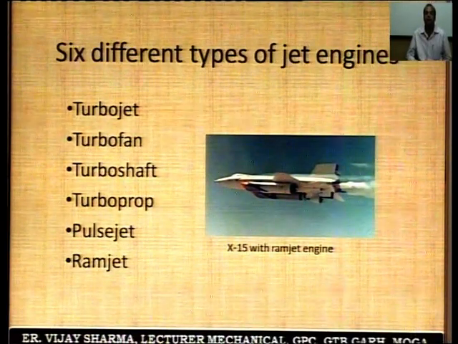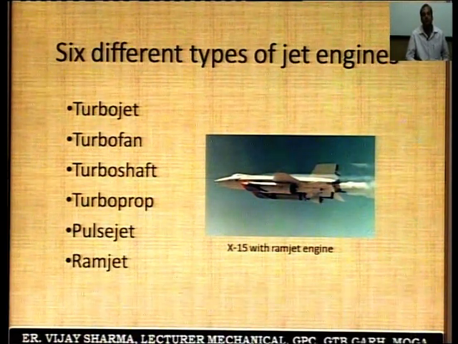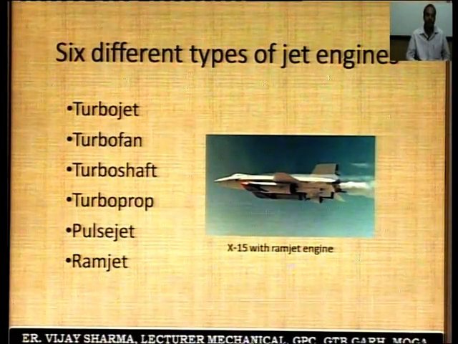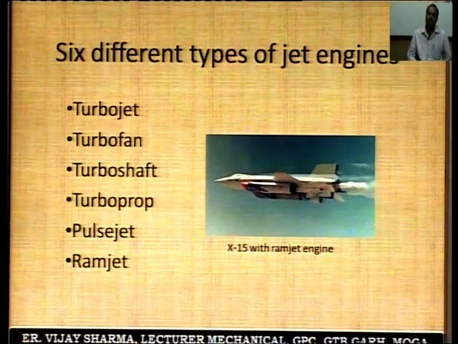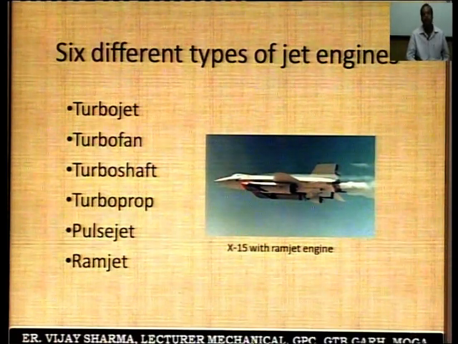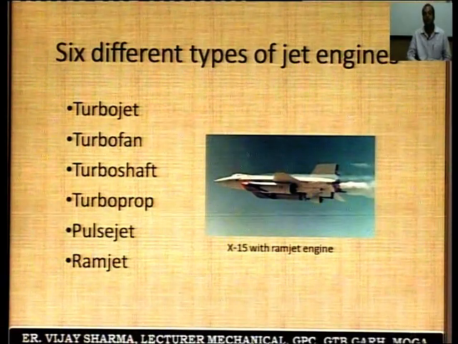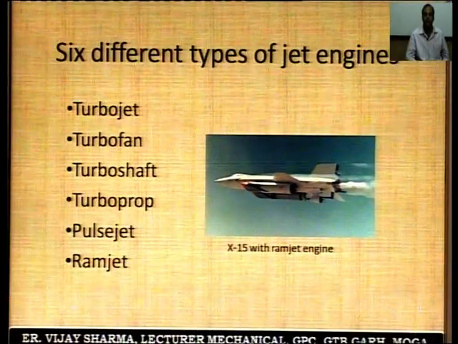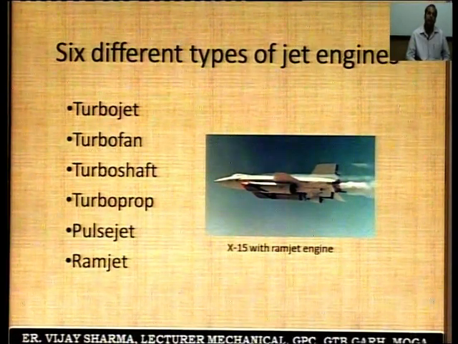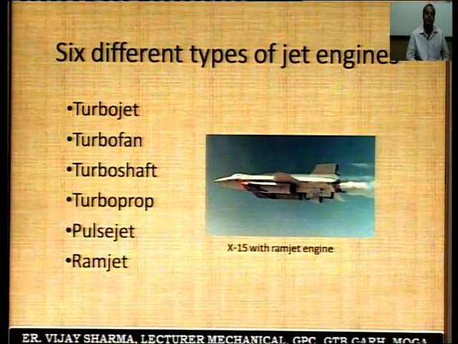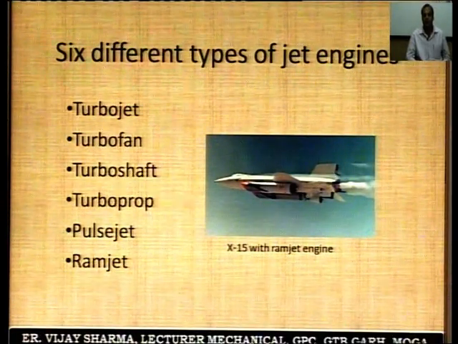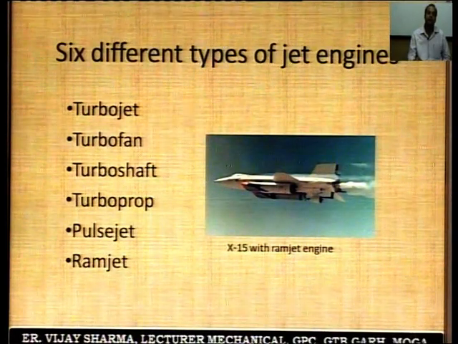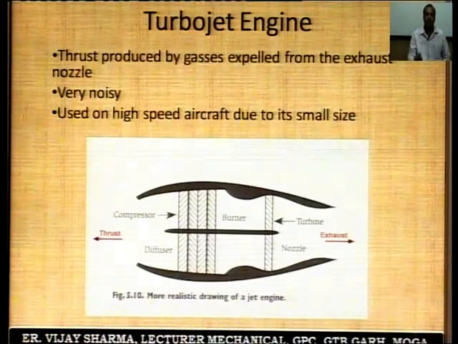Here are the 6 different types of jet engine. First one is turbojet. Second one is turbofan. Third one is turboshaft. Fourth one is turbopropeller. Fifth one is pulse jet. And last one is ramjet. On the right hand of the slide, there is the X-15 with a ramjet engine. Now, let me discuss these 6 engines one by one.